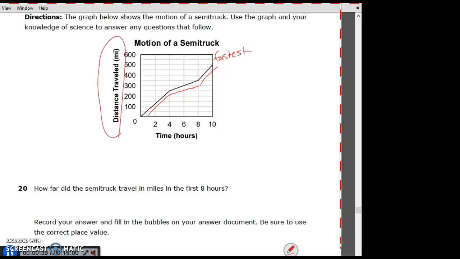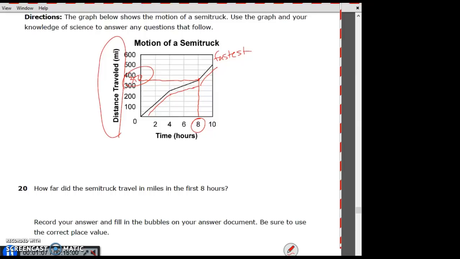So let's read the question. It says, how far did the semi-truck travel in miles in the first 8 hours? So this one should be pretty easy. Let's go ahead and go to 8 hours. We're going to follow that up over here, and they want to know how far that goes. This one is in between 300 and 400, so it should be 350. They don't want us to calculate speed or anything, so this is our answer.